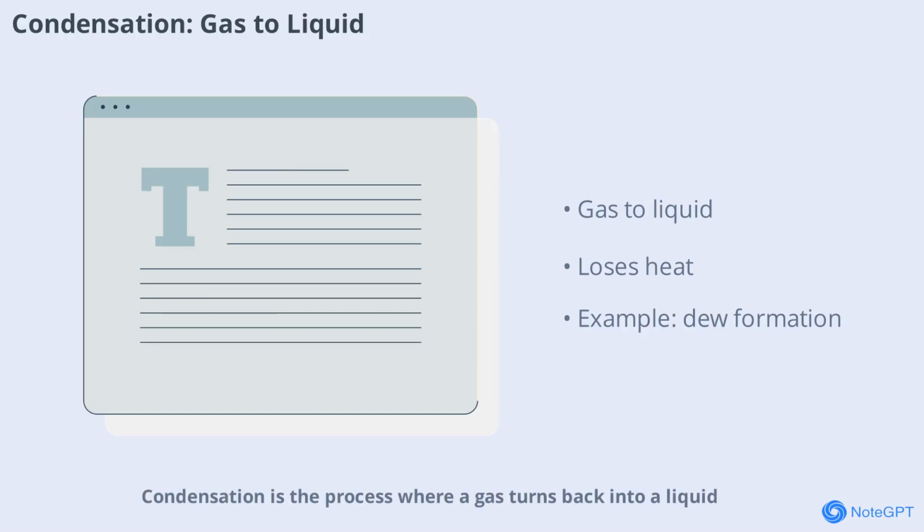Condensation is the process where a gas turns back into a liquid. You can see this when steam from hot food turns into water droplets on a cool surface. This happens because the gas loses heat and the particles slow down, coming closer together to form a liquid. Condensation is also how dew forms on grass in the morning. It's a key part of the water cycle in nature.